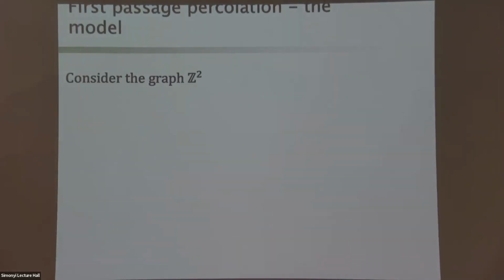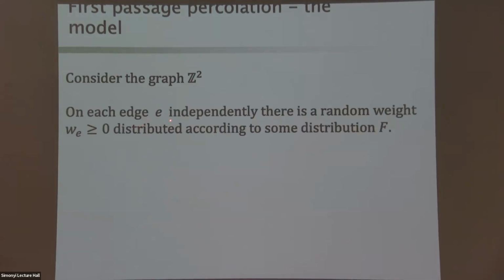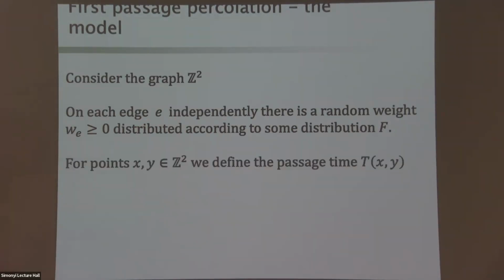You just consider a graph, let's say Z squared. On each one of the edges e, independently there is a random weight distributed according to some distribution F. So pick your favorite distribution, say uniform between 0 and 1. And then sample the weights on the edges independently according to this distribution. And then this gives you a weighted graph. So just study the shortest paths in this weighted graph.